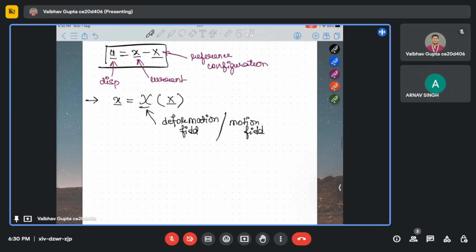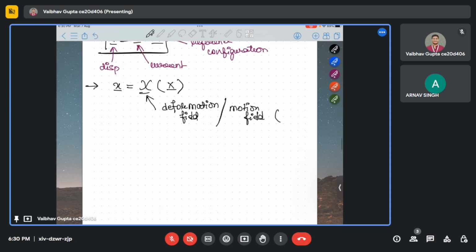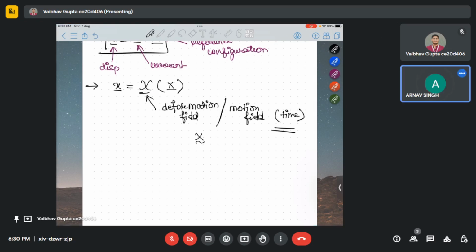So in this course, we mostly refer to this X as the deformation field. Why? Because these two are changing in terms of positions. When the time will come that we have to include time also, we will use the word motion field. Okay. This X, small s.